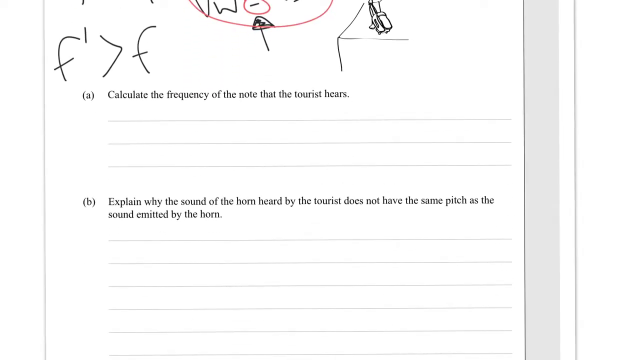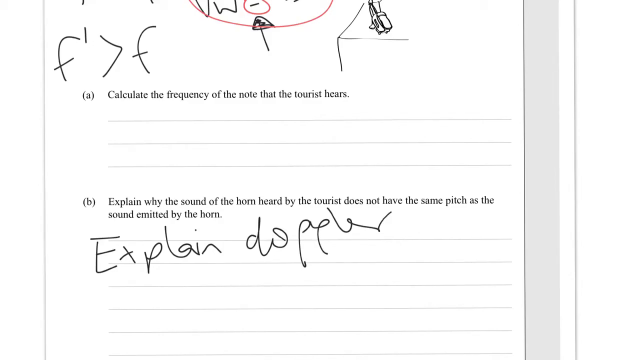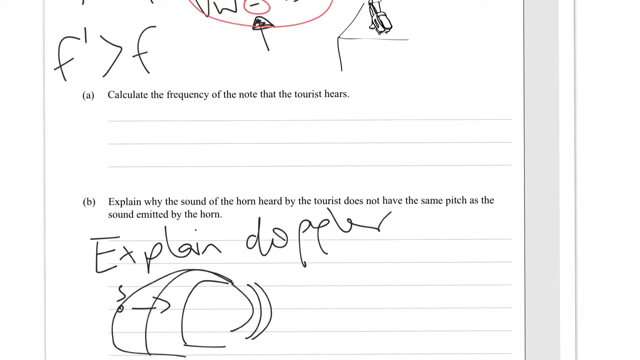B, explain why the sound of the horn heard by the tourist doesn't have the same pitch as the sound emitted by the horn. So this is a question asking you to explain the Doppler effect. The way you're going to do that is by talking about the moving source causing the waves to bunch up at the front and to spread out at the back.